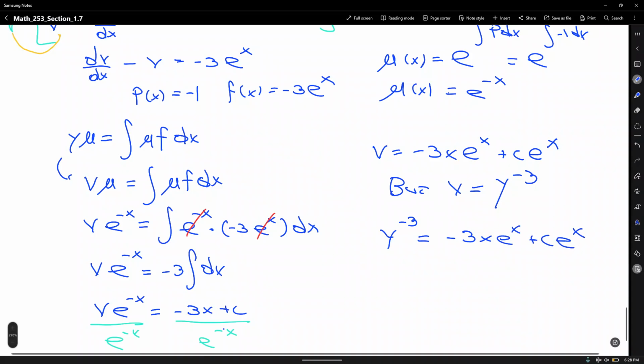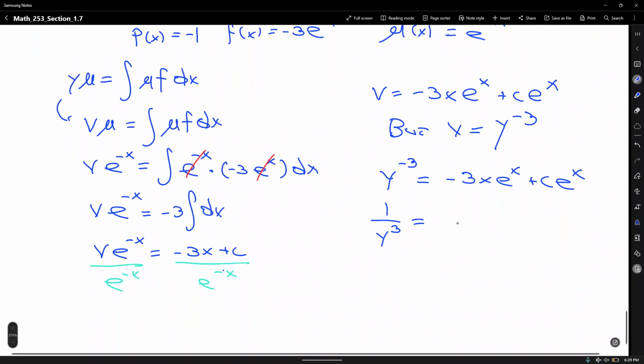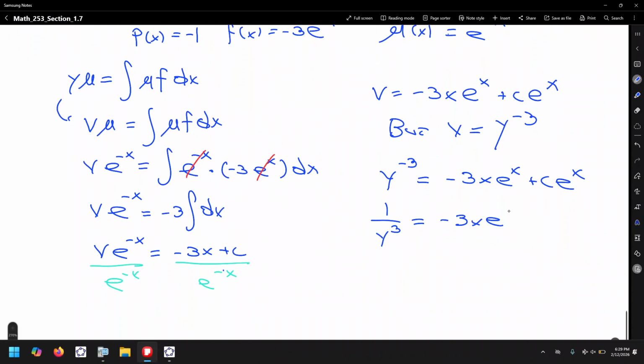Okay, I don't like this negative exponent. Let me write it as 1 over y cubed equals the same, negative 3x e to the x plus c e to the x. Well, how about we flip both sides of the equation? So that is y cubed equals 1 over negative 3x e to the x plus c e to the x.